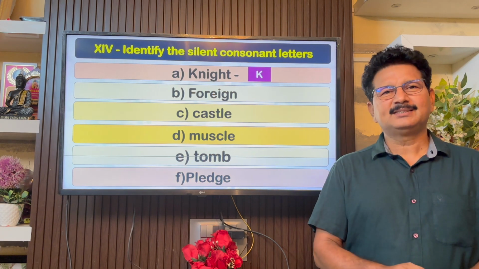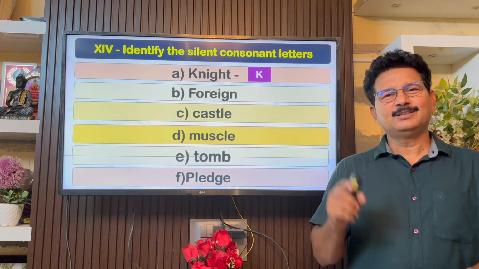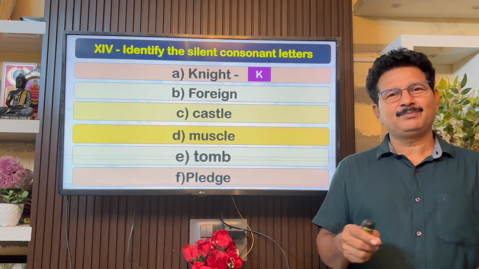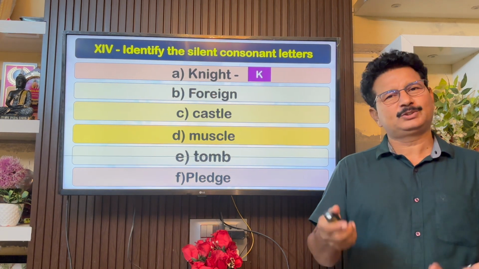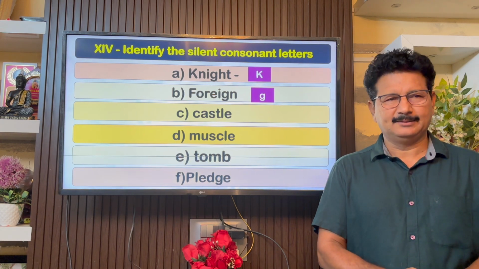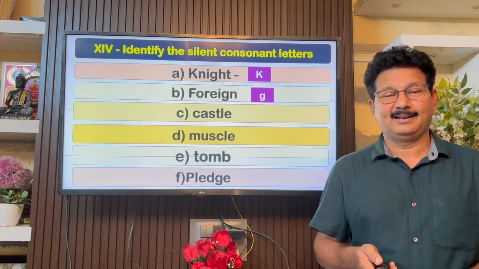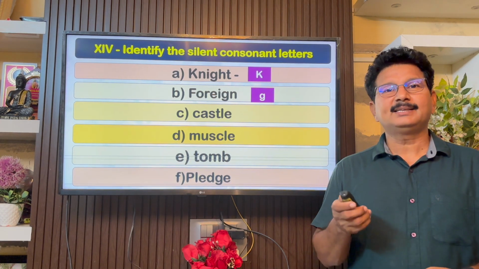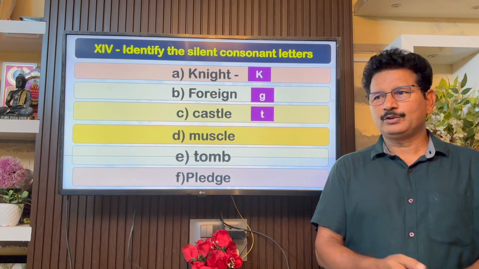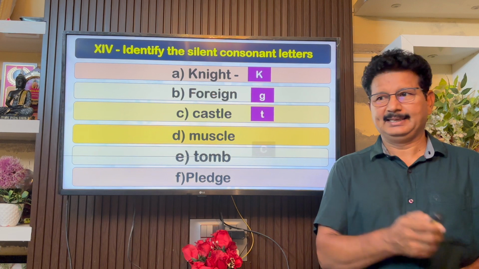And the second one, how do we pronounce it? You can go with either phonetic transcription or pronounce it once or twice so that you will get the silent letter. So here it is Z. And the third one, how do you pronounce it? "Kazil". So the silent letter is T. The fourth one is muzzle. So the silent letter is C.